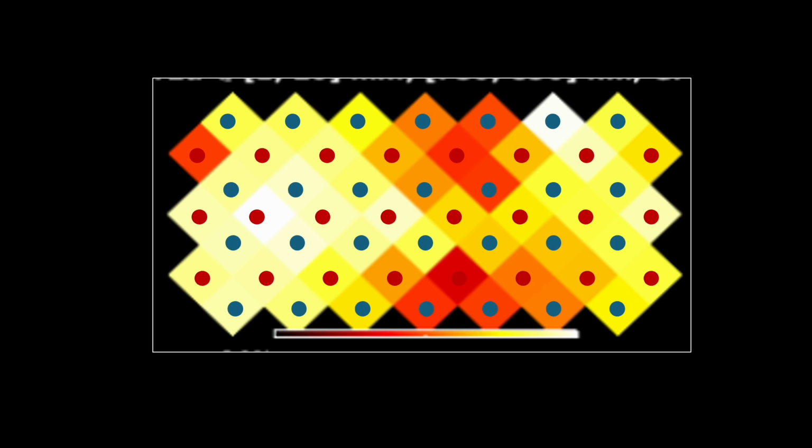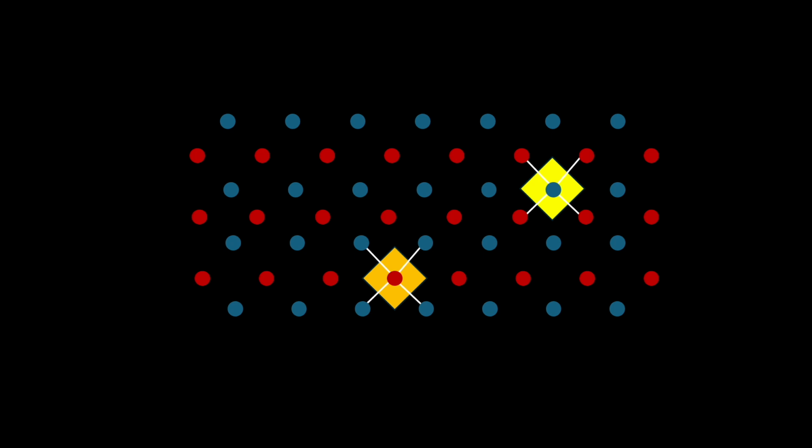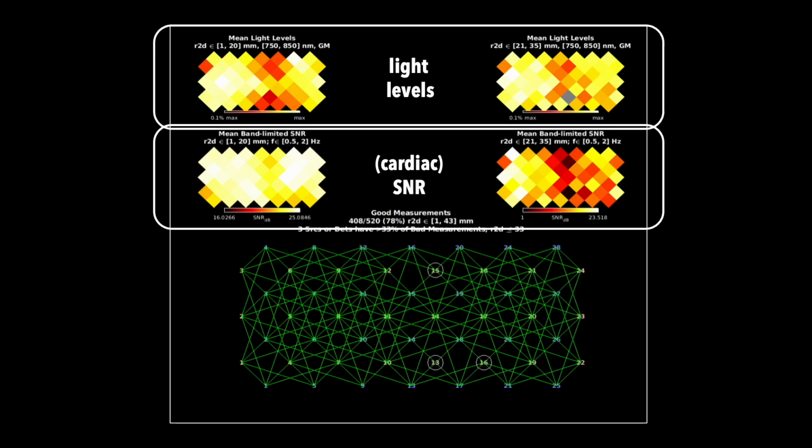Each tile value is the light level or the signal-to-noise ratio at a given optode position, averaged across all measurements that include the optode, whether the optode is a source or a detector. All applied wavelengths are used in calculating the mean light levels, whereas only the longer wavelength is used in calculating SNR. Additionally, signal-to-noise is based on the bandwidth used earlier to define the SNR metric. The default value used by NeuroDOT isolates the frequency content of the cardiac pulse.